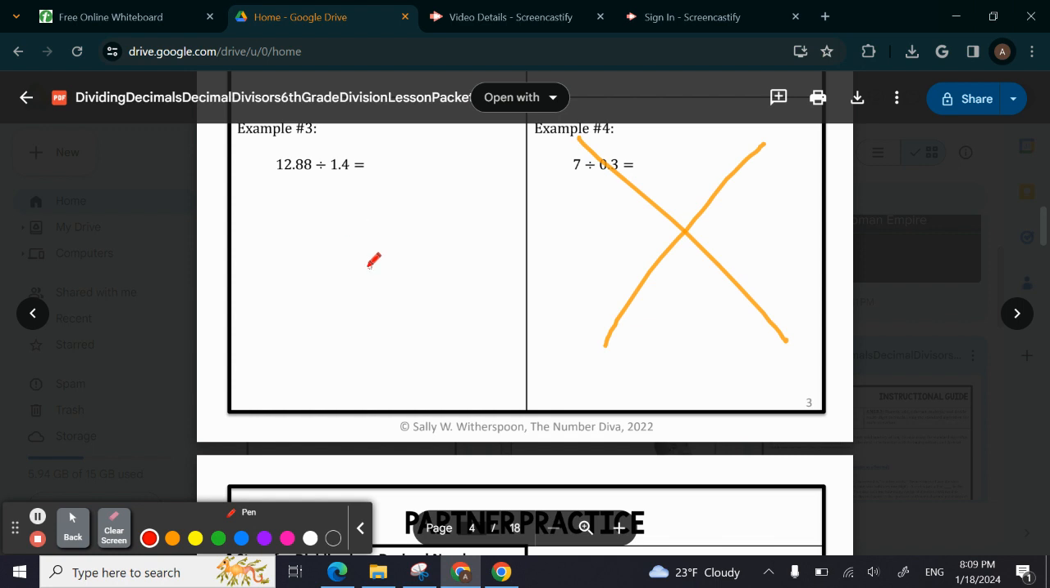12.88 divided by 1.4. So let's put it in the proper format. 12.88 divided by 1.4. Okay. So let's go through our steps again. Step 1, look at our divisor and determine how many times we move the decimal point to make it a whole number. We move the decimal point 1 time, that becomes 14. We do the same thing to our dividend. So we move that 1 time as well. Okay.